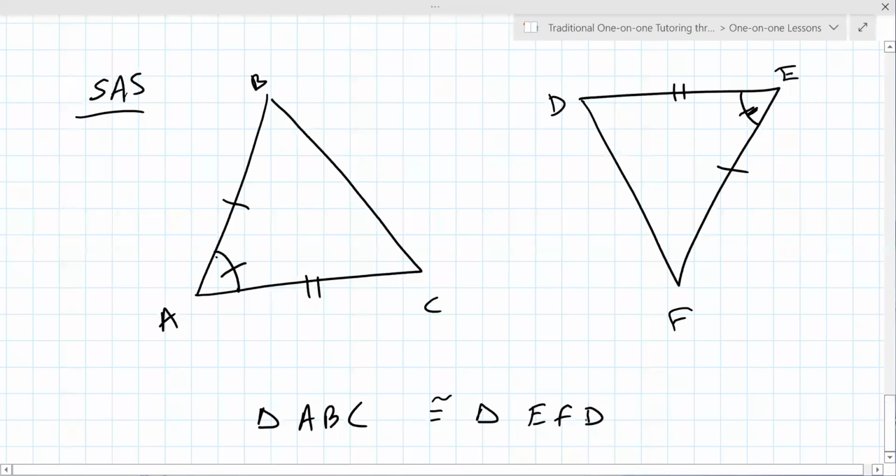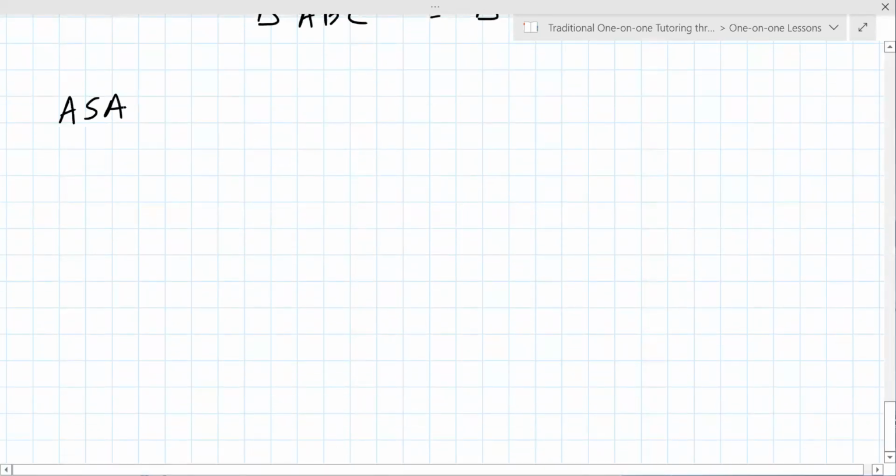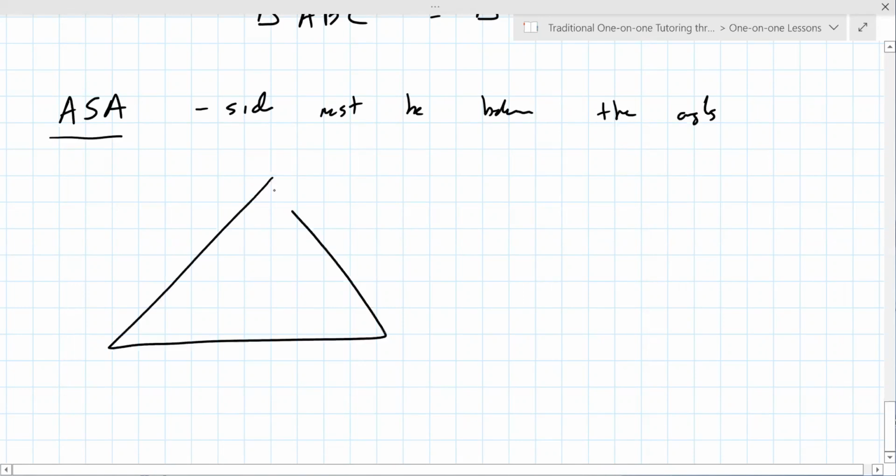All right, fantastic. Okay, so this should go a little faster. The next one is angle, side, angle. This time the side must be between the angles. Side must be between the angles.